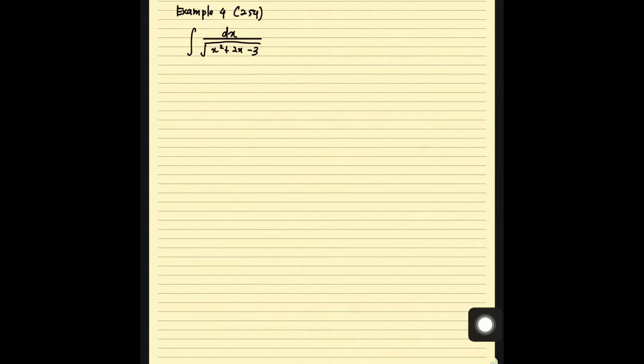Bismillahirrahmanirrahim. Okay, now look at page 254, example 4. Integrate 1 over the square root of x squared plus 2x minus 3 dx. So what is the first step here? The first step, you need to apply completing the square.